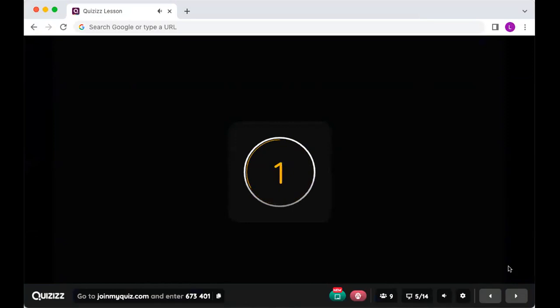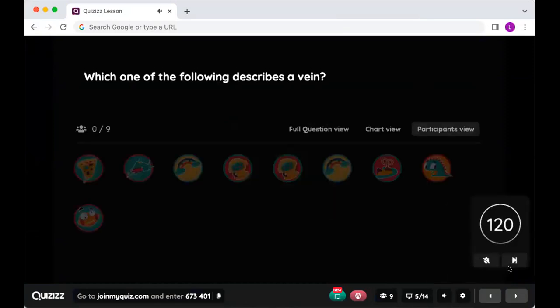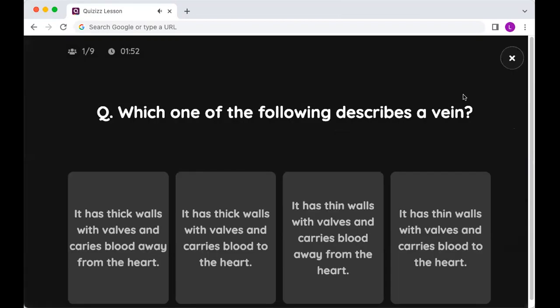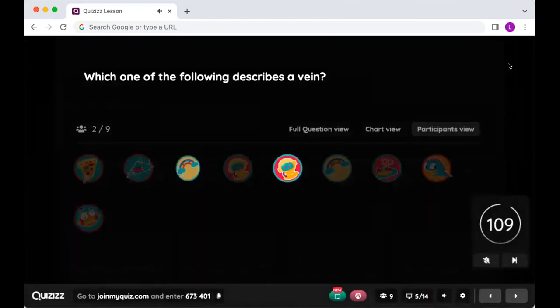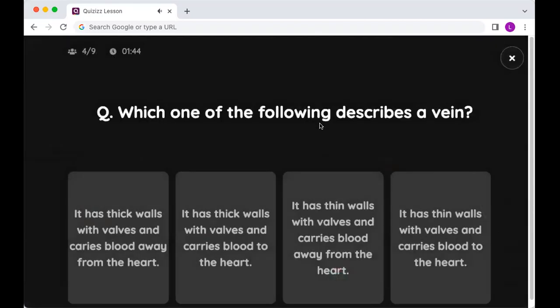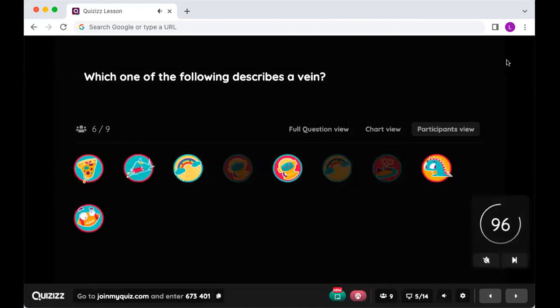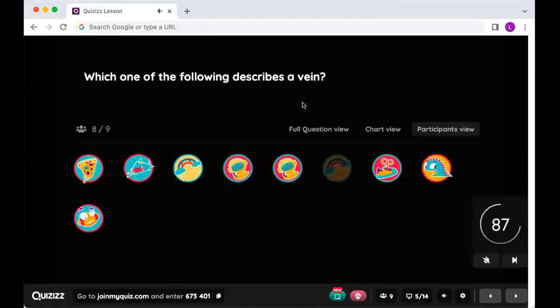In 3, 2, 1, go. Which one of the following describes a vein? This is tricky, because a vein always carries blood to the heart. A vein is the one that carries deoxygenated blood from the body to the heart to be replaced with oxygen. So I'll end the question now.